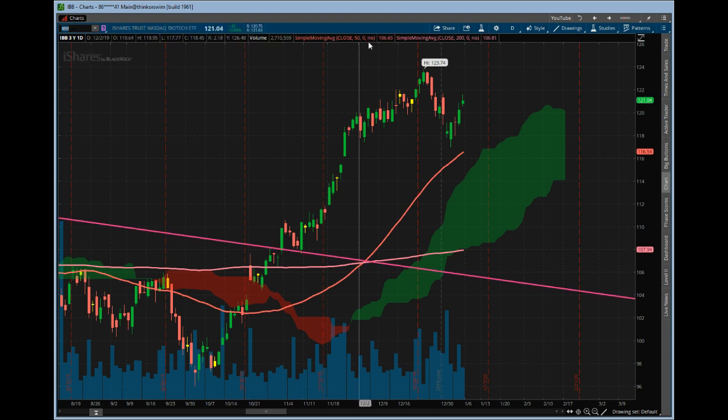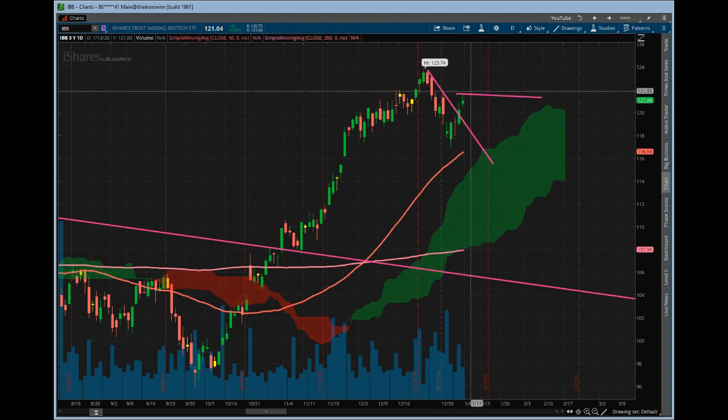IBB. The IB. Here to here to here. Nice moves. Let's see if we can close above that guy and try to work our way up.